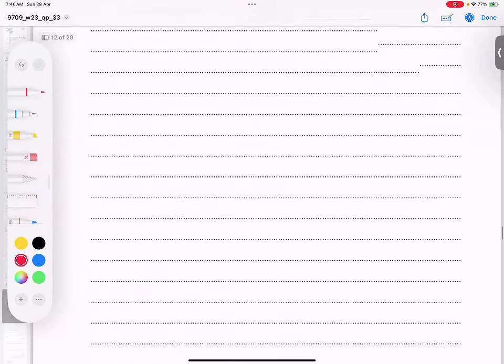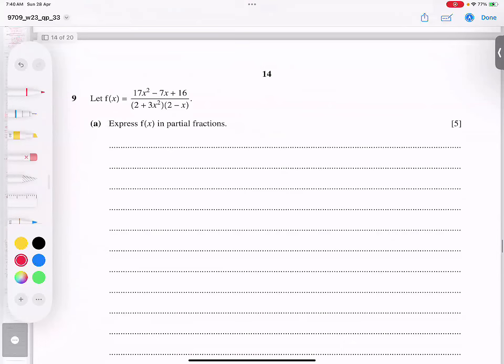Okay, yes. The next question is number 9. It says do partial fraction. And what is the method? So let's try to solve the question. Okay, so first of all, write it as it is. This 2 and 2 minus x. What is the way of writing? Because this power 2 is called quadratic, and this power 1 is called linear.